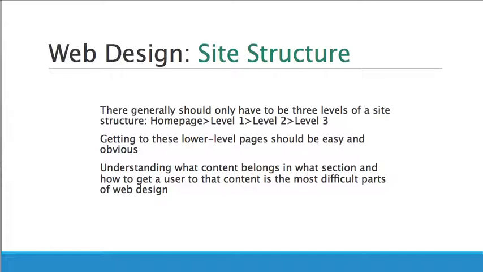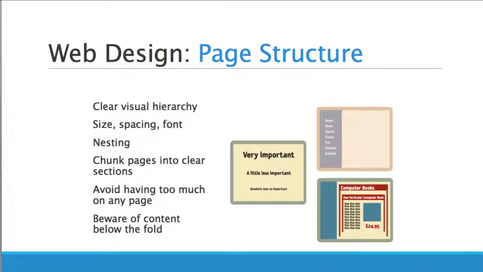Understanding what contents belong in what section and how to get a user to that content is the most difficult part of web design, and it's something to pay attention to. Is the way the website is set up in the different sections? Does it make sense? Is it going to allow the user to see that what they need falls under this section? Is it intuitive? This is really hard to figure out, so this is something to pay attention to as you're doing an analysis of the website that you've chosen.